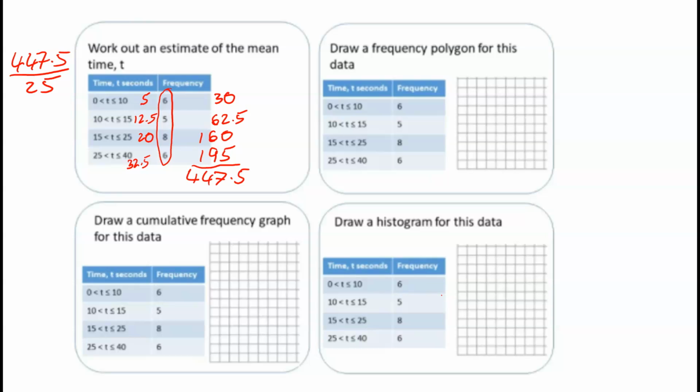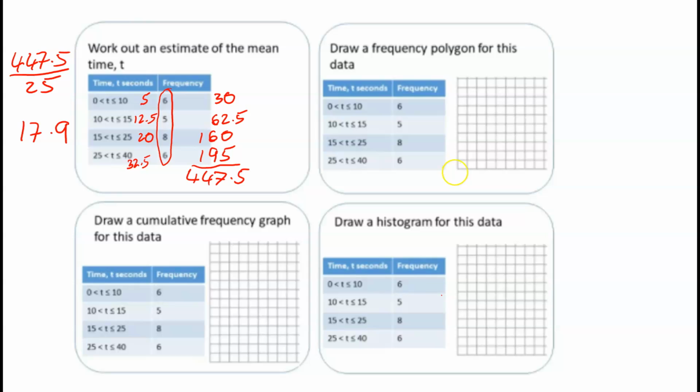Which gives us 17.9. Okay, which is a kind of sensible answer. 17.9 is kind of in the middle there. So our estimated mean is 17.9. Okay, frequency polygon. Now, frequency polygon is where you plot the points in the middle of the group.